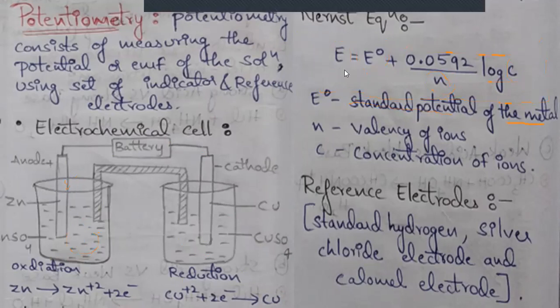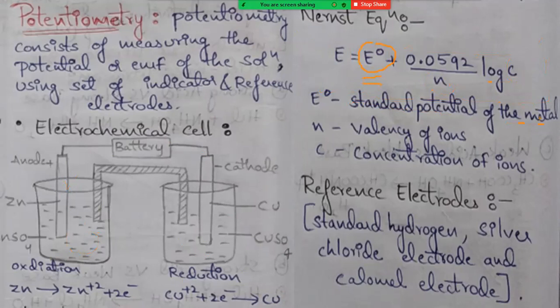Okay, it is not only depending upon the concentration. So we need to add this E naught value also. Why? Because every time whenever we place the electrode, definitely we need to consider E naught values.